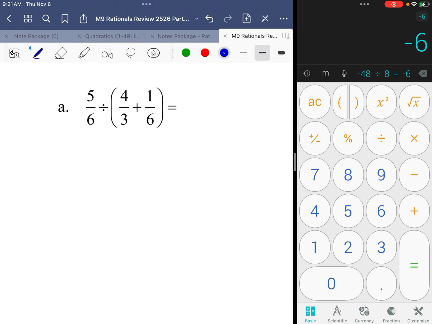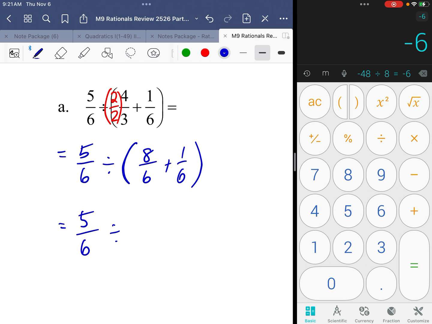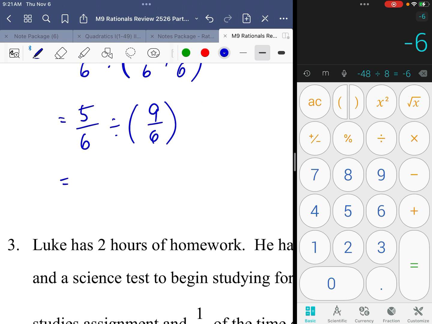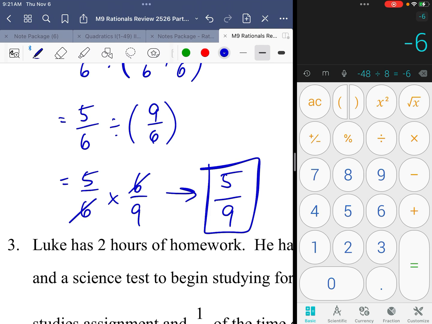All right, finish off the brackets here. So 5/6 divided by, we need a common denominator. So multiply this by 2 over 2. We get 8/6 plus 1/6. Now 8/6 plus 1/6 is 9/6. All right. Now if we are dividing by a fraction, multiply by the reciprocal. The 6 and the 6 will simplify, so we're left with 5/9. 5 times 1 and 1 times 9.